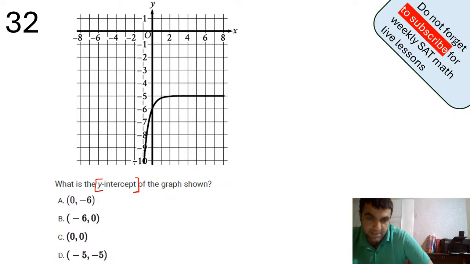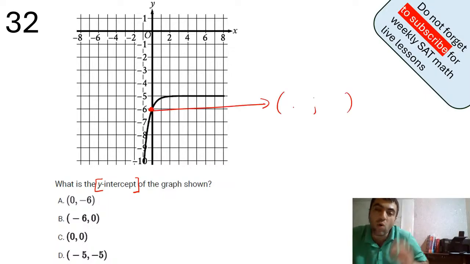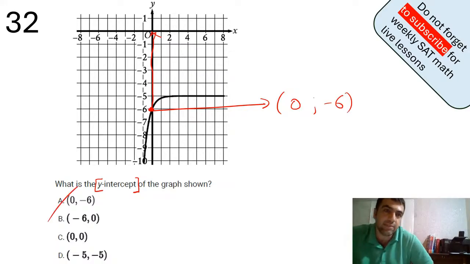Mr. Saif says it is C. Mr. Saif says it is A, and Mr. Shahin, what about Shahin? Shahin says A. Yes, Shahin, you were right. This point is the y-intercept point of the graph, and the x-coordinate of this point is always 0, because you see that it is 0. And this is negative 6. This was A.